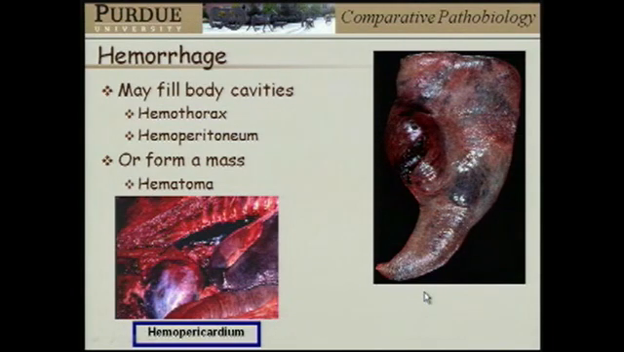And the example in this spleen picture on the right are several hematomas that have formed in the spleen of this horse. And the largest one is shown here. This one is actually ruptured. So when hemorrhage forms a mass that looks like a tumor, we call that a hematoma. So splenic hematoma would be the morphologic diagnosis for that case.